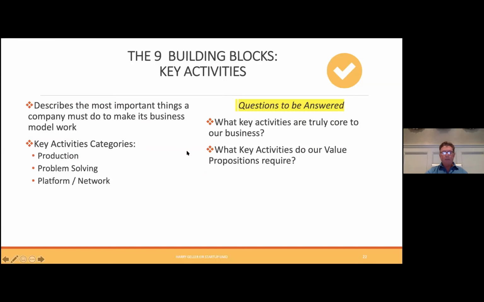Next in the building blocks are the key activities. Different than key resources, these are actually the things you're going to do. So what are the most important things a company must do to make its business model work? The categories would be production, problem solving, and platform and network. So the questions: what key activities are truly core to the business? And what key activities do our value propositions require?